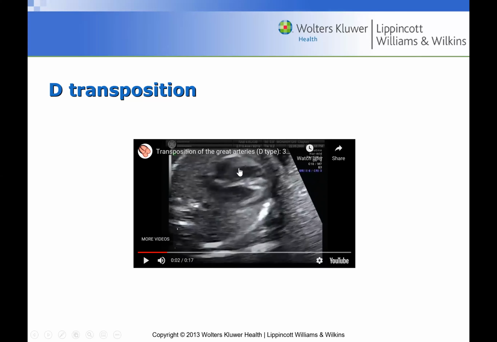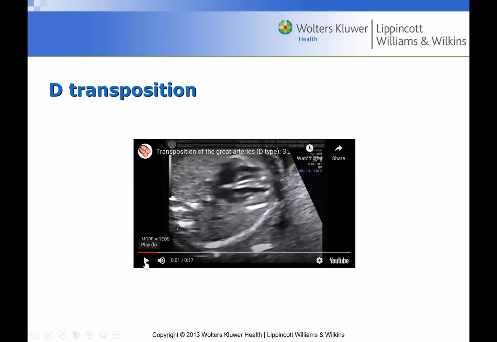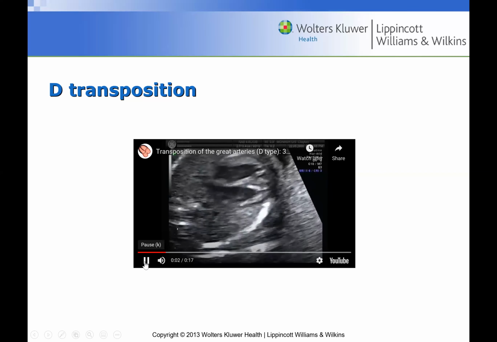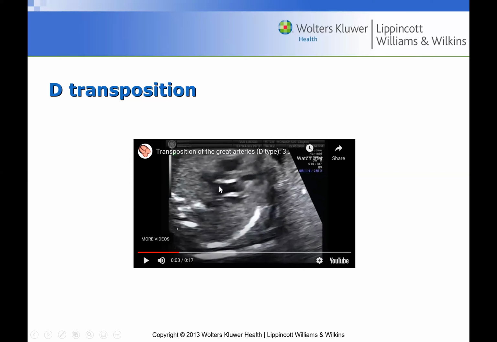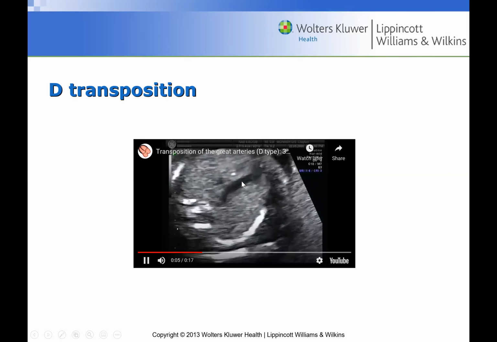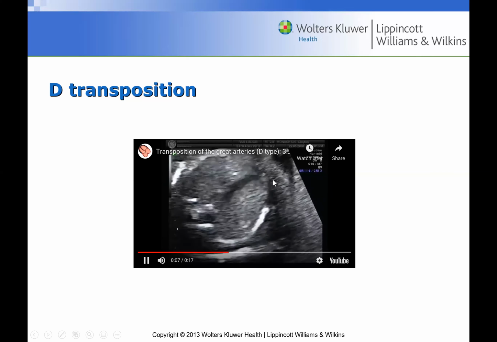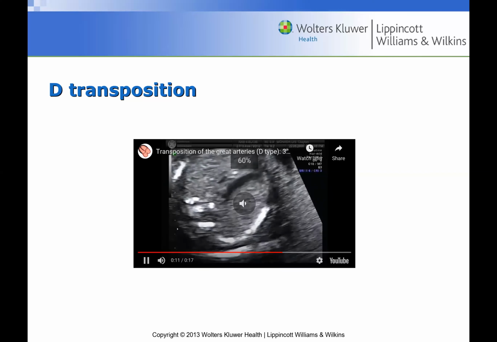So this is our right ventricle and this is our left ventricle. The aorta is on the left side. This one's closest to the chest wall. The pulmonary artery is coming off the left ventricle, and the aorta is coming off the right ventricle. So they're more parallel instead of crisscrossed.